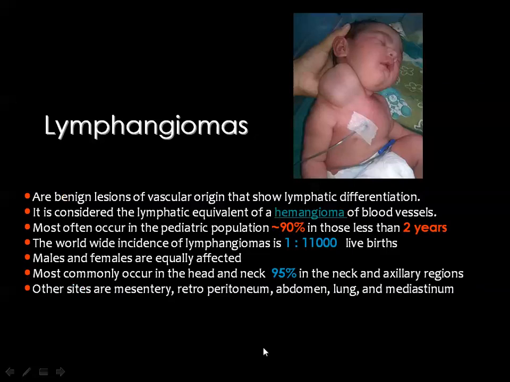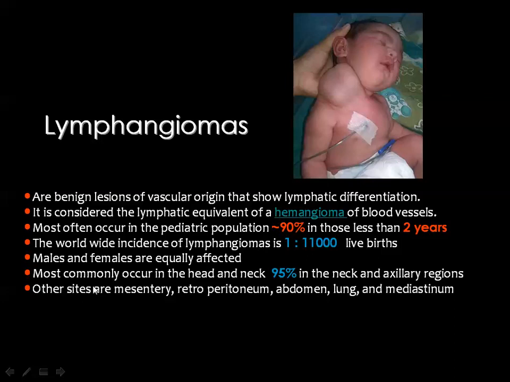And finally, we came to the lymphatic lesions, which include two lesions, the lymphangioma and the lymphangiomatosis. Lymphangioma is a benign lesion of lymphatic origin, and it is the lymphatic equivalent of the hemangioma, most commonly seen in the pediatric age group before the age of 2 years.